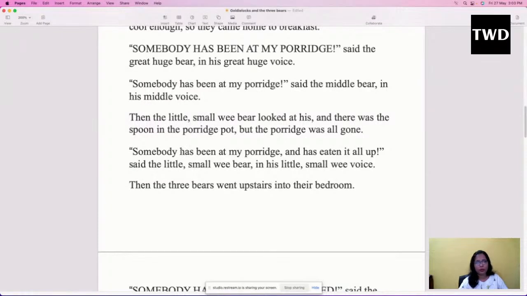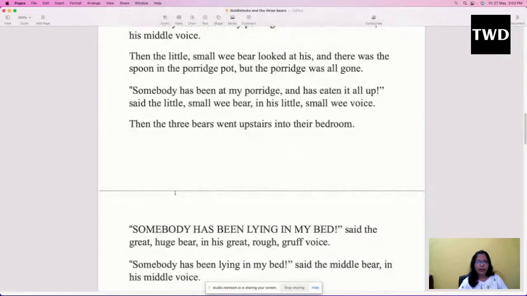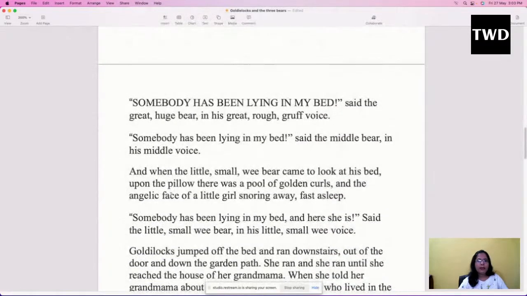It was over totally. Then the three bears went upstairs into their bedroom. "Somebody has been lying in my bed," said the great huge bear in his great rough gruff voice. So when the huge bear saw his bed, he came to know maybe somebody lay on his bed. Yes, somebody slept on his bed, and that's why he said, "Somebody has been lying in my bed."